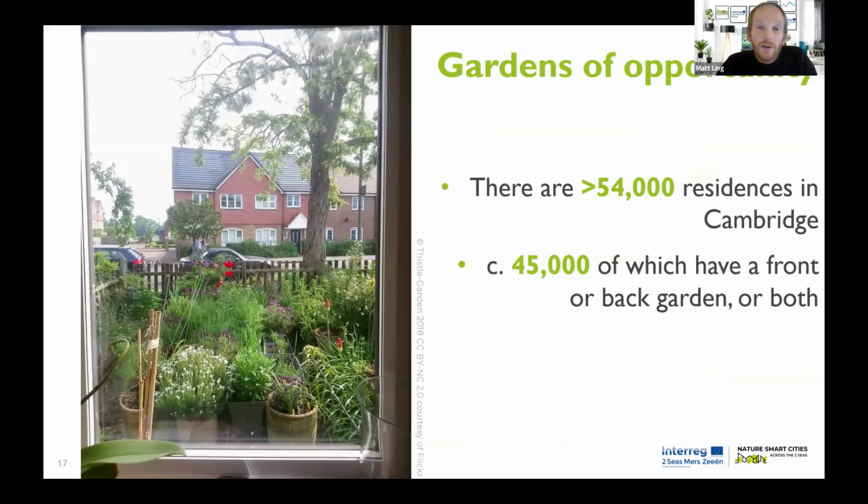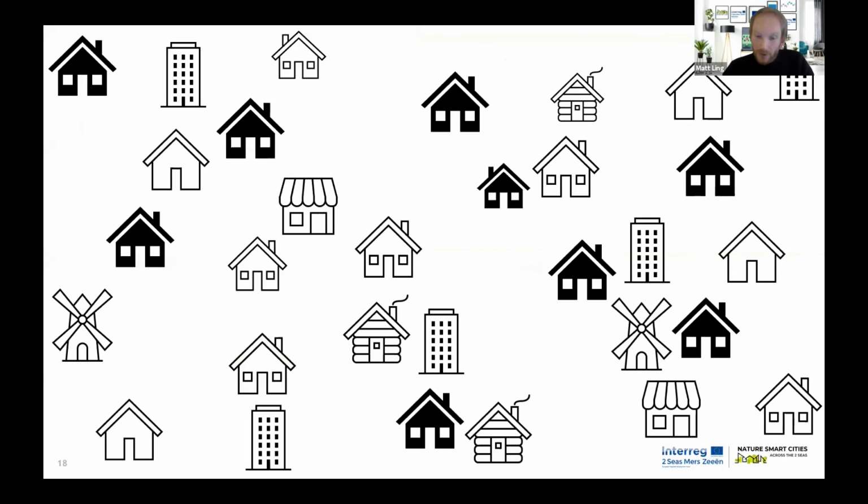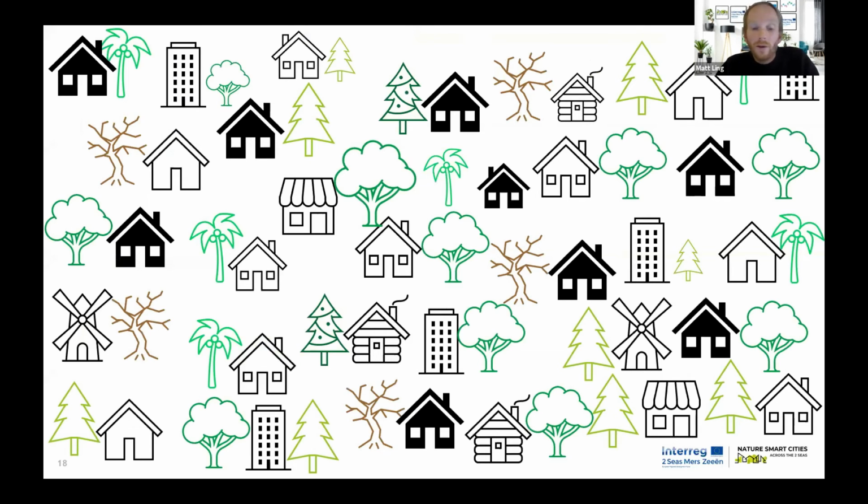As we noted earlier, 39% of the total land area of Cambridge is residential. And breaking this down a bit further, we find that there are more than 54,000 individual residences in Cambridge. And it's estimated that more than 45,000 of these have at least a front or a back garden. So, if each one of these properties with a garden planted a single new tree, we would have 45,000 new trees, increasing the total tree population of the city by more than 13%.